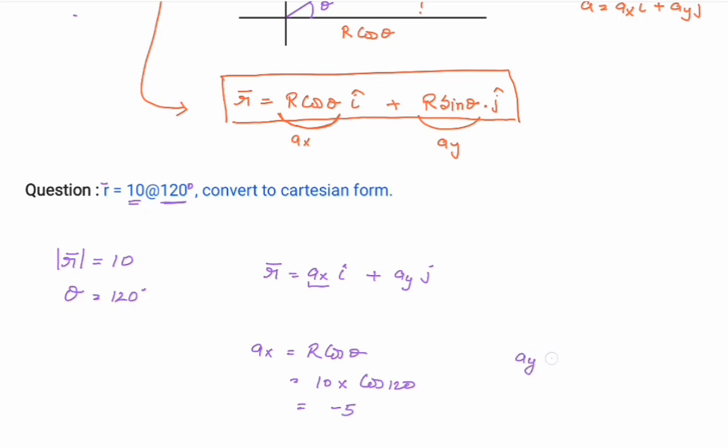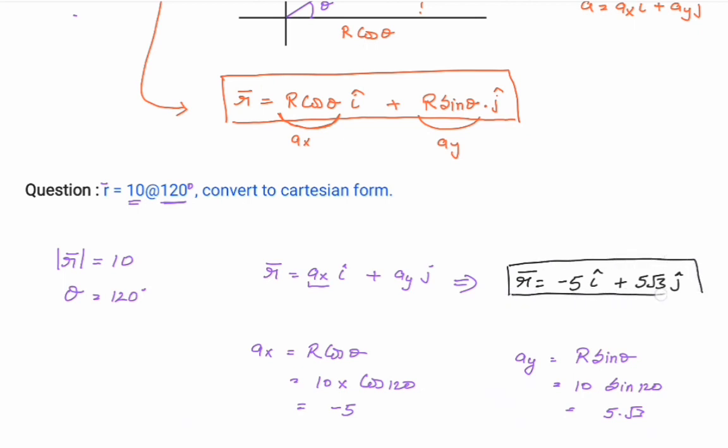Similarly, what will be the value of ay? R sin theta. R is 10, sine of 120 degrees. This is going to be 5 root 3. Now put the values of ax and ay. Vector r will be given by minus 5 multiplied with the unit vector of the x-axis, plus 5 root 3 j cap. This is the Cartesian representation of this vector.